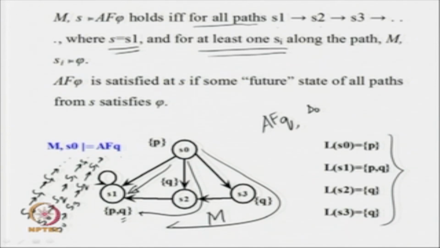So, you just see that here it happens in the very next state, but it may happen that in the next state it is not true, but in some future state it is true. Then we are going to say that in all paths, in future, q holds. So, we say that M, s0 models AF q. We look for this particular formula q, which is true in some future state along all the paths.